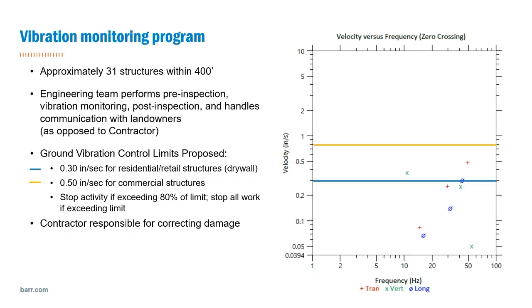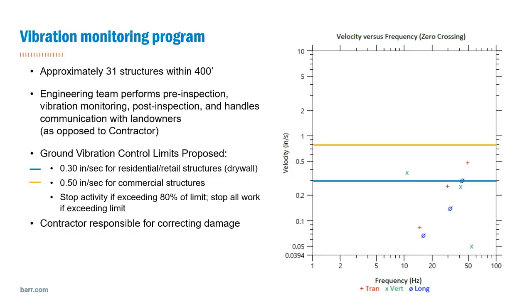Commercial structures can handle quite a bit more movement without showing damage, so we set that at a higher threshold. The stop activity on the project was if you exceed 80% of that limit, and stop all of the work if it exceeds that, and come up with a new plan. And one of the things that happened was we had 3 thresholds exceeded.